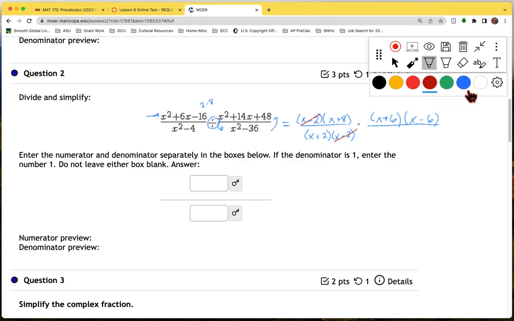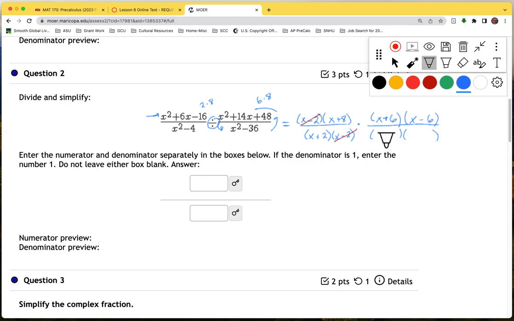Let's take this numerator here, and it's going to be down here in the denominator because we're flipping. So 48 is 8 times 6, right? 6 times 8. 6 plus 8 is 14. Okay, that's going to work.